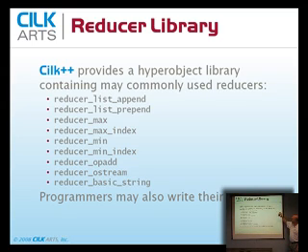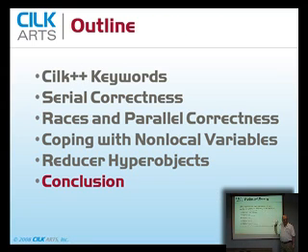So Cilk++ provides a hyperobject library containing many commonly used reducers, including the list append which I just mentioned, prepend, max and min, and also getting the index of the element which is a max or min, and the add function, which we talked about before. We also have an output stream, and some basic string operations, such as string concatenation and so forth. It also allows you to write your own. So if one isn't in the library, you can write your own, or you can tell us, which is good too, and if it's a common enough one, we'll add it to our library.